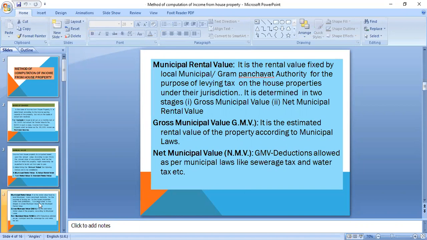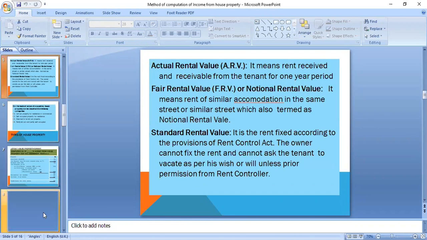Then we have, after municipal rental value, the actual rental value. What is actual rental value?